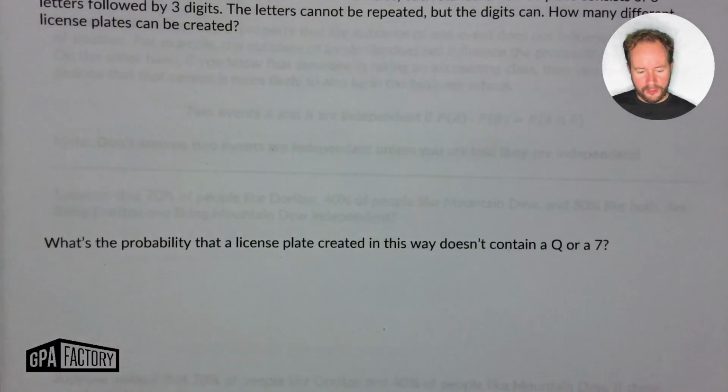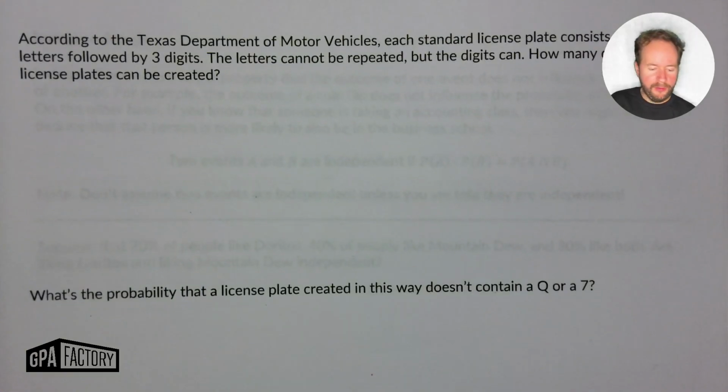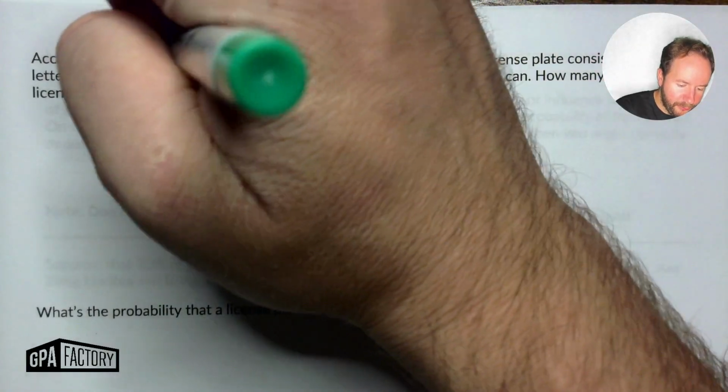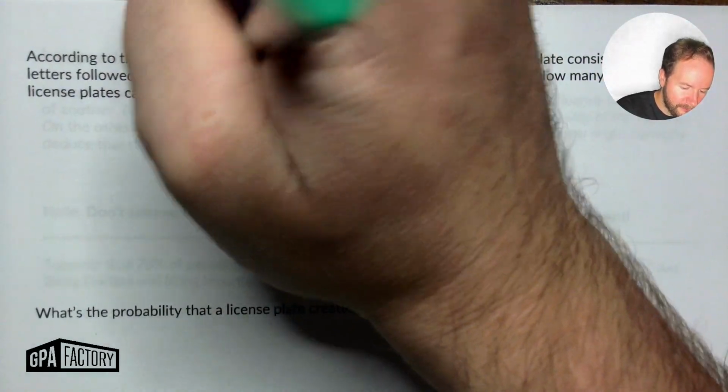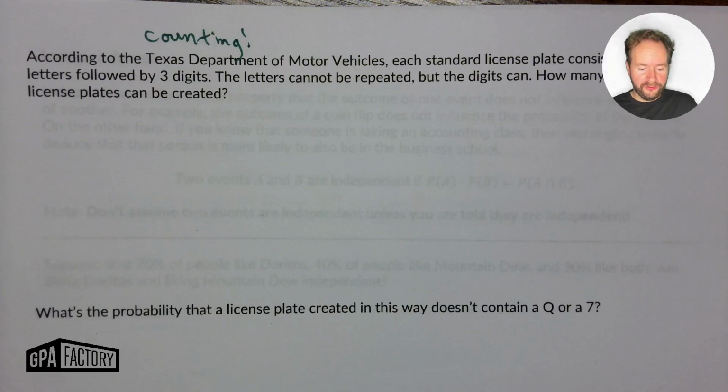Okay, let's do some more. This is going to be counting. So I didn't really title this page, but this is going to be some practice with counting. According to the Texas Department of Motor Vehicles, each standard license plate consists of 3 letters followed by 3 digits. The letters cannot be repeated, but the digits can. How many different license plates can be created?